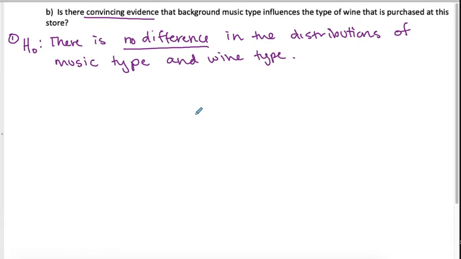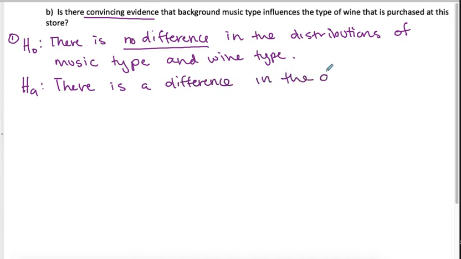And so that's where when we do chi-squared goodness of fit, we say the distribution matches the claim. This is that same idea. We're saying, okay, they're not being influenced together. There's no difference between them. It doesn't matter music type to wine type. There should be no difference there. And so then when we want to come up with our competing or alternative hypothesis, this is when we're going to say there is a difference in the distributions.